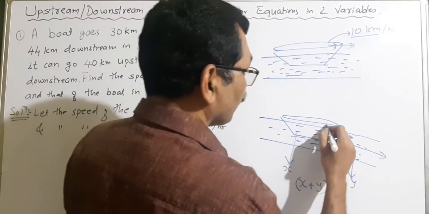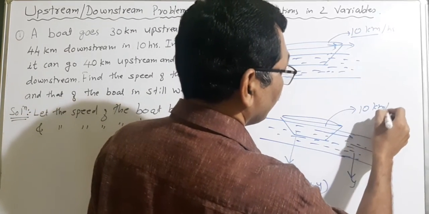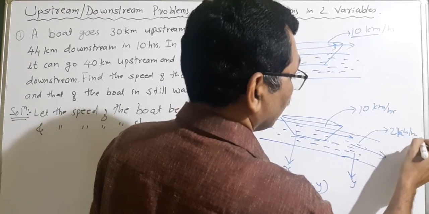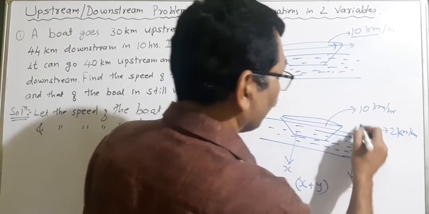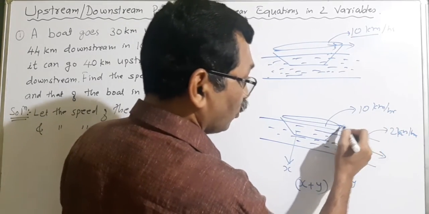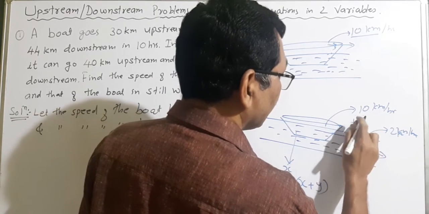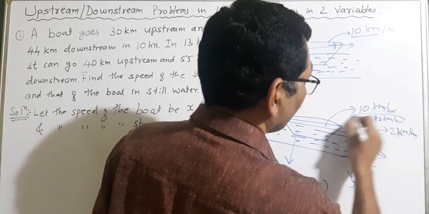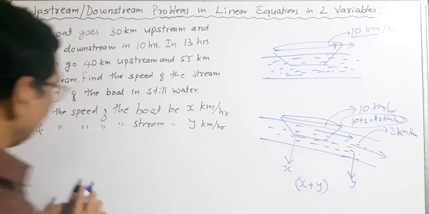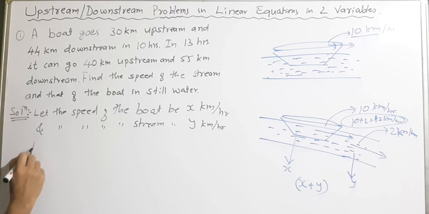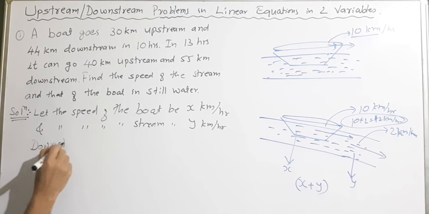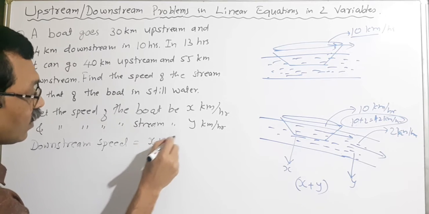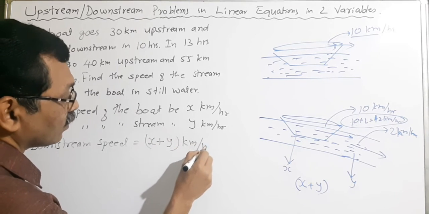But in this case, suppose the speed of the boat is 10 km per hour, and suppose we consider the speed of the stream as 2 km per hour. Then what will be the total speed? Speed of boat plus speed of stream, so it will be 10 plus 2, which is equal to 12 km per hour. So whenever it is downstream, its speed increases. And therefore, we can write downstream speed is equal to x plus y kilometer per hour.